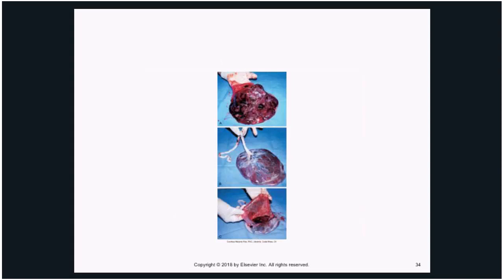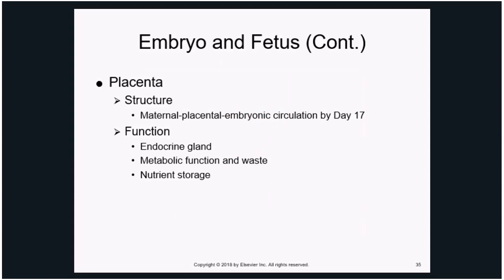Here's a picture of the bottom: A, B, C. C is where the fetus will be housed. B is showing the umbilical cord attached to the placenta. And A is showing where the placenta would be attached to the uterus. The placenta structure: maternal placenta, embryonic circulation by day 17, and the function is endocrine gland, metabolic function and waste, and nutrient storage.